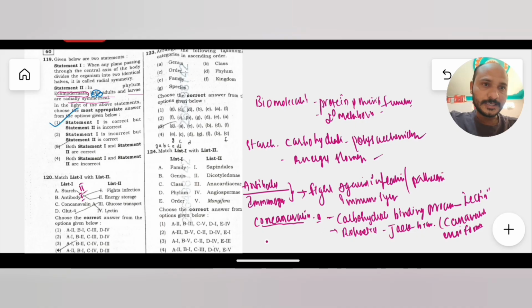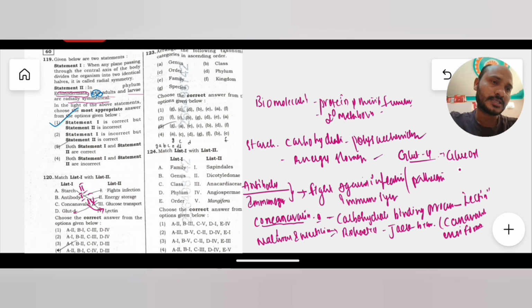Generally, concanavalin acts as a natural insecticide, which kills insects. Concanavalin is a carbohydrate-binding protein, especially lectins. So that is the fourth one. And GLUT4 is nothing but glucose transporter type 4, a molecule which plays an important role here.